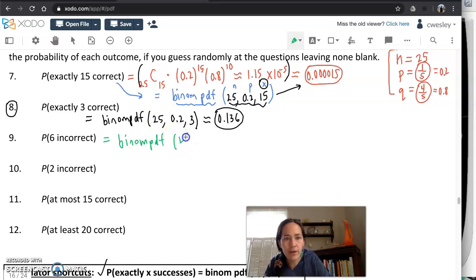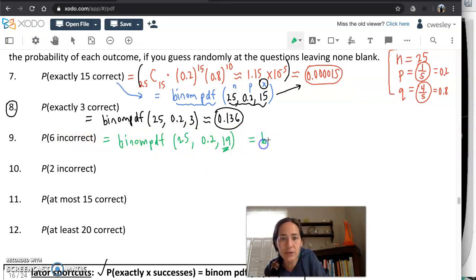Still have 25 questions that we're trying to get right or wrong. Probability of getting 6 incorrect. Well, if the probability of getting an answer correct is 0.2 and you have 25 total, 6 incorrect should mean you're getting 19 correct, right? If 6 are incorrect and 25 total, 25 minus 6 gives you 19. This would be one way to get 6 incorrect.